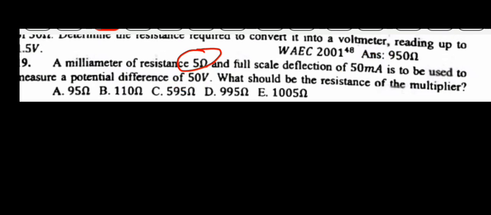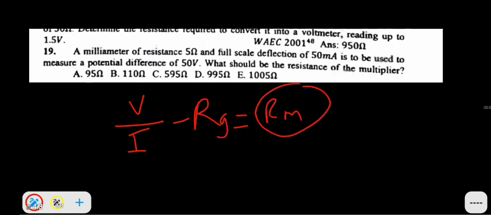So you're looking for the resistance, Rm. Plug into the formula straight up. V over I minus Rg must give you Rm. It's Rm you're looking for. It is the multiplier resistance.